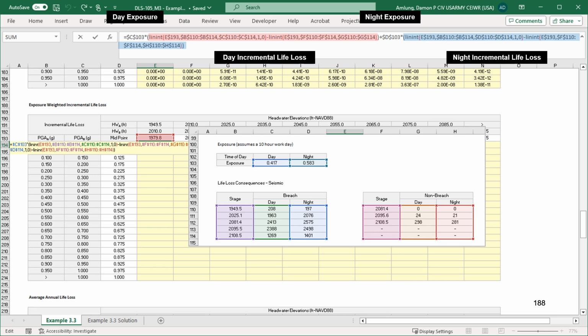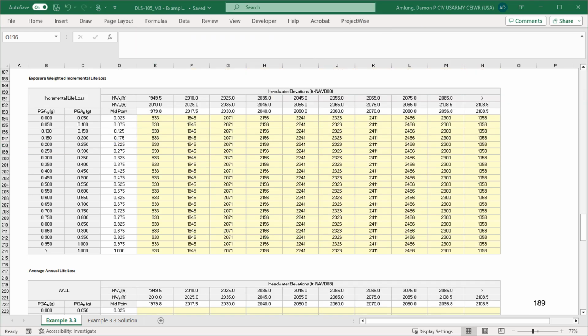The incremental life loss is equal to the day exposure times the quantity of the day breach life loss minus the day non-breach life loss, plus the night exposure times the quantity of the night breach life loss minus the night non-breach life loss. Be sure to lock the rows and columns for the exposure values in the formula and lock the row for the stage inputs. Drag and drop to complete the table.